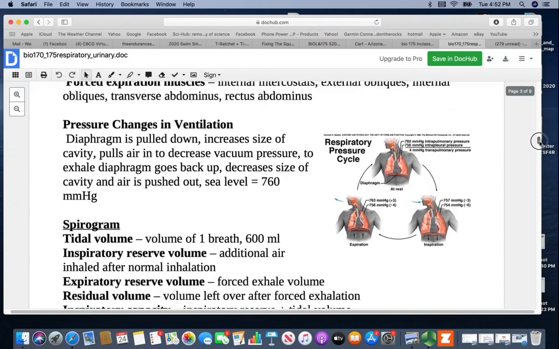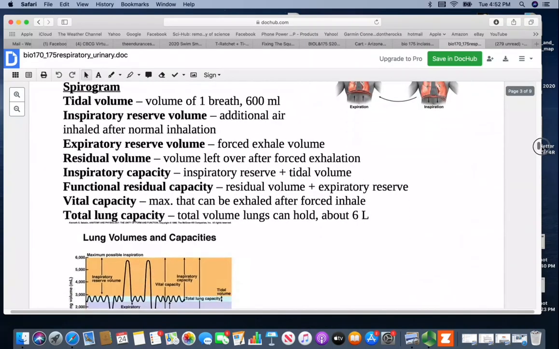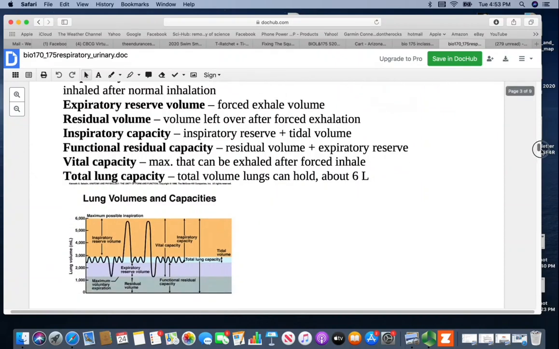The spirogram is a tool that can be used to measure respiratory volumes. So the tidal volume is the volume of one resting breath. It is about 600 milliliters. There is a little bit of variation in this with a person's size. So down below here, we have some lung volumes that you can see. Here in the light blue, this little line, that's going to be your tidal volume. So you can see it's a really small amount on that chart.